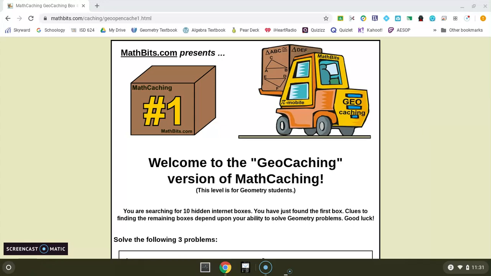Great, hopefully you made it to this screen here. We're going to do a little geocaching. I know it's kind of new for some of you. Maybe some of you have done other geocaching like this.